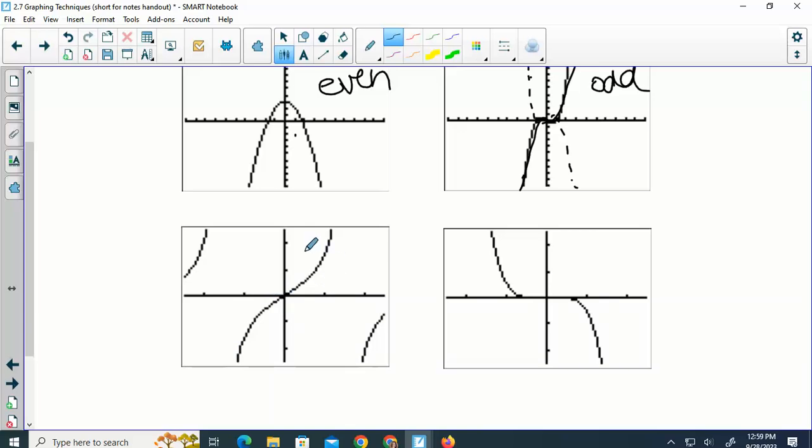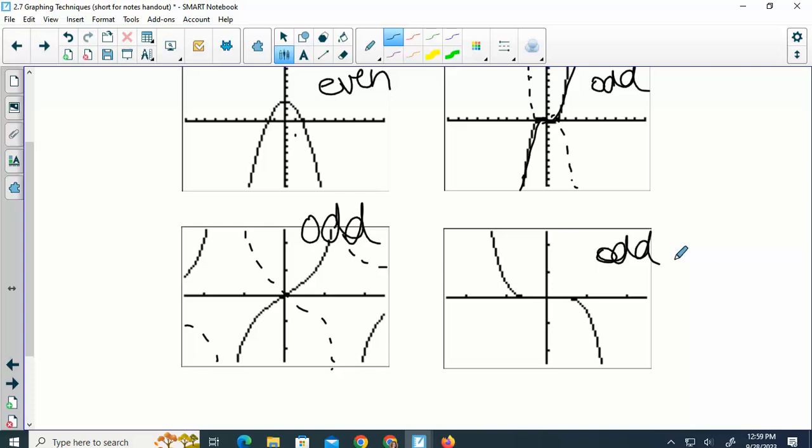This one. So if I think symmetric to the y, I'd have to flip over the y and overlap, and it doesn't. To check origin, we're thinking, okay, if I flipped it over the y, what's it going to look like? And then if I flip that over the x, does it overlap itself? Yes. So this one's also odd. What's this one? Odd as well. It takes two flips before it overlaps itself.